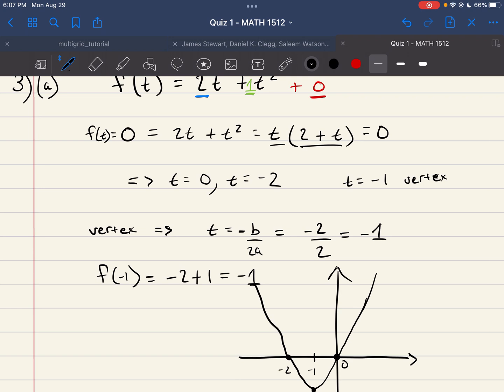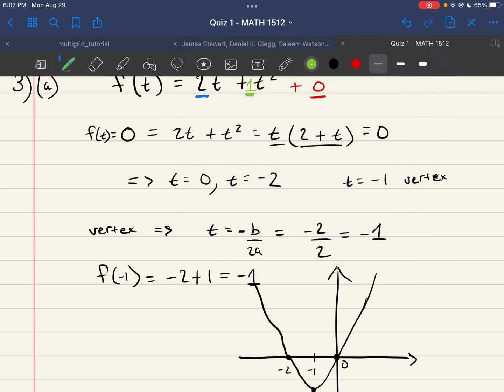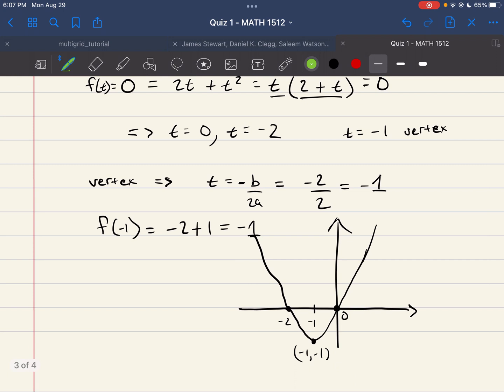But let's check this. Let's figure out the vertex with the vertex formula. So our b is negative 2, because that is the coefficient of our t term. And our a is going to be 1, because that's the coefficient of our t squared term. Plugging those in, we see that our vertex occurs at negative 1, which is just what we expected. We know that a is positive, so that should give us concave up. We know our two x-intercepts are at negative 2 and 0.